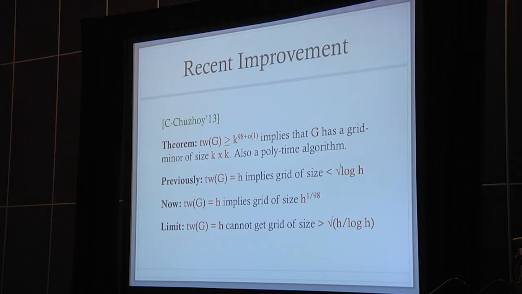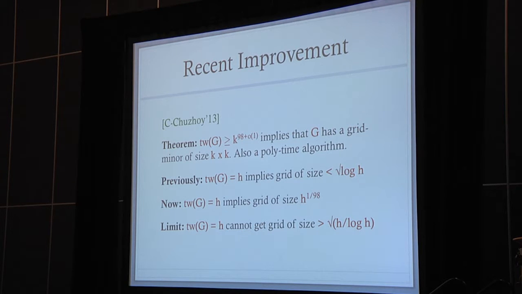Now if the tree width of the graph is h, you get a grid of size h to the 1 over 98. Okay? You may say, oh, that's still pretty bad. Okay? It's something, right? It is a polynomial relationship, which is good. And what is the limit of this? How big of a grid can you get in the best case? What is the lower bound?